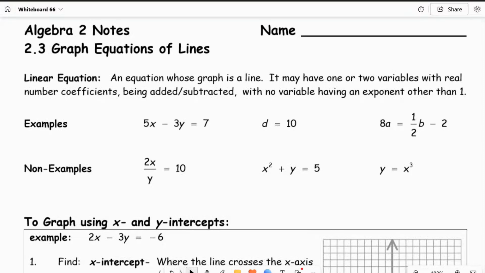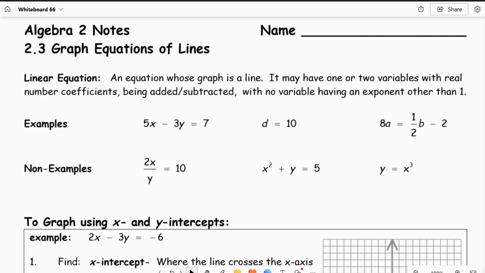So when graphing equations of lines, we're typically going to be working with a linear equation. A linear equation is an equation whose graph is a line. It may have one or two variables with real number coefficients being added or subtracted, with no variable having an exponent other than 1. So in that top line there, we have all examples of possible linear equations. As you can tell, there are many different variables, yet they all have an exponent of 1.